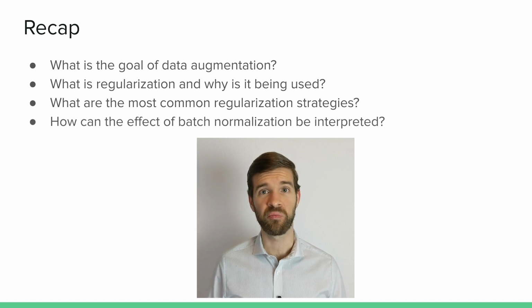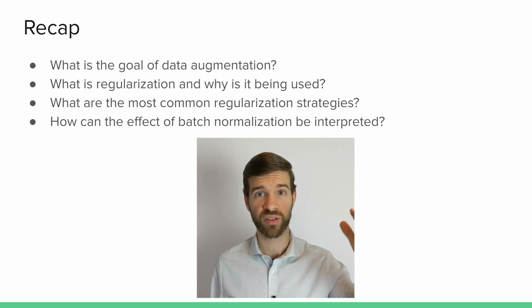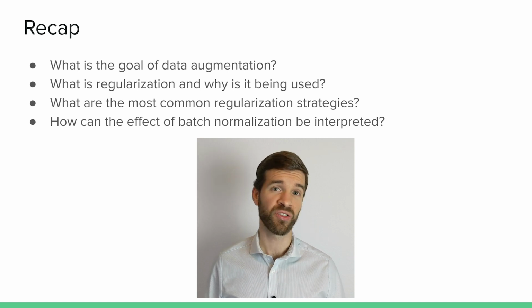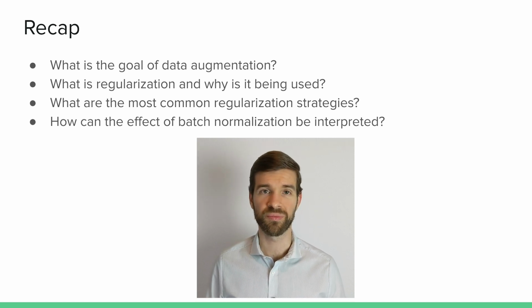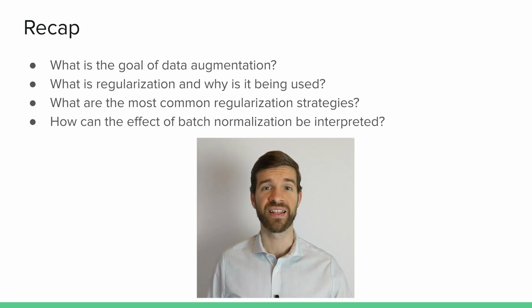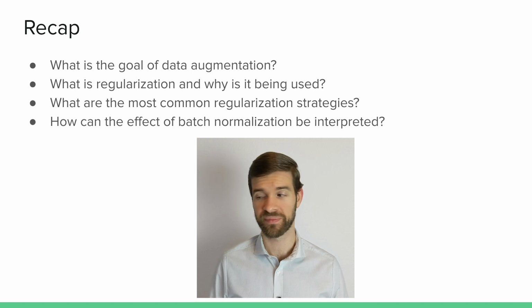How can the effect of batch normalization be interpreted? Batch normalization was thought of as reducing this internal covariate shift of the distributions inside our network shifting constantly, but it turns out that a more probable explanation for the effect of batch normalization is that it smooths the gradient, and by smoothing out the gradient it's easier for us to walk downhill towards the valley of our gradient.